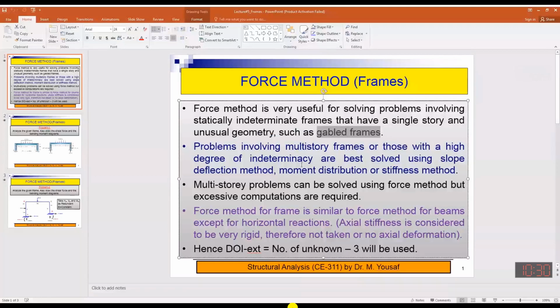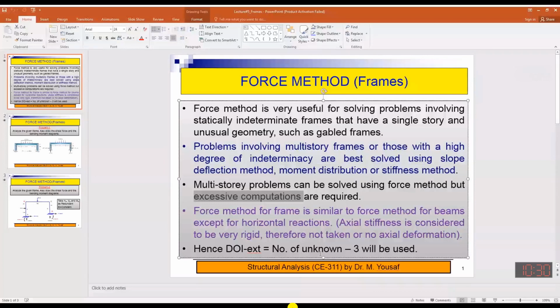Now, the problems involving multi-story with higher degree of indeterminacy can be solved by slope deflection method or the moment distribution method. This will also be studied, and the stiffness method. So, a multi-story building can be solved using force method, but excessive computations are required, and the solution becomes more cumbersome.